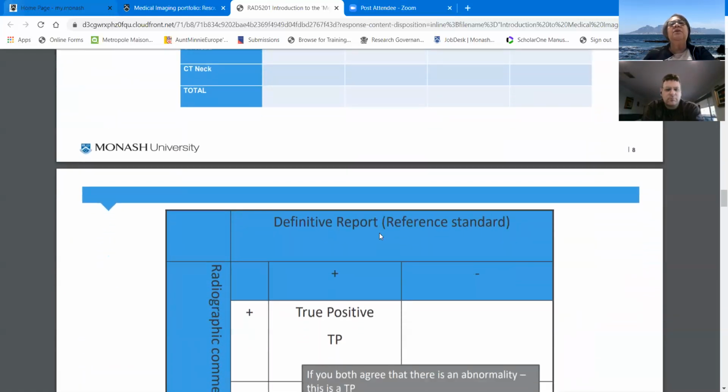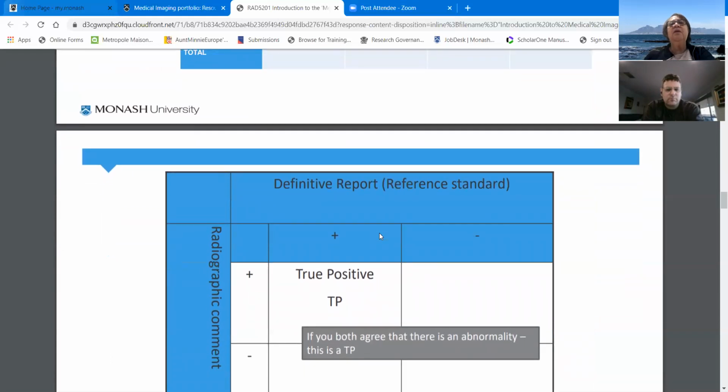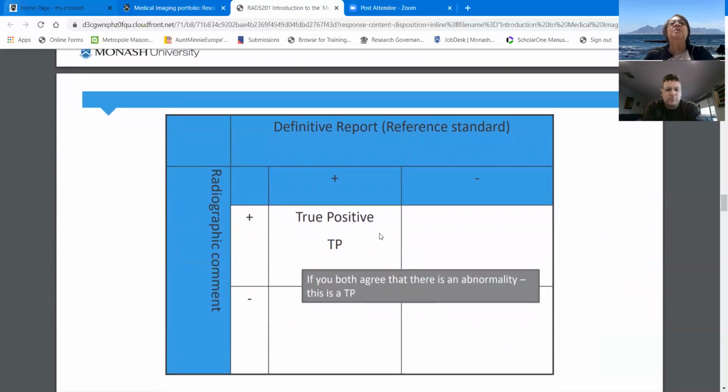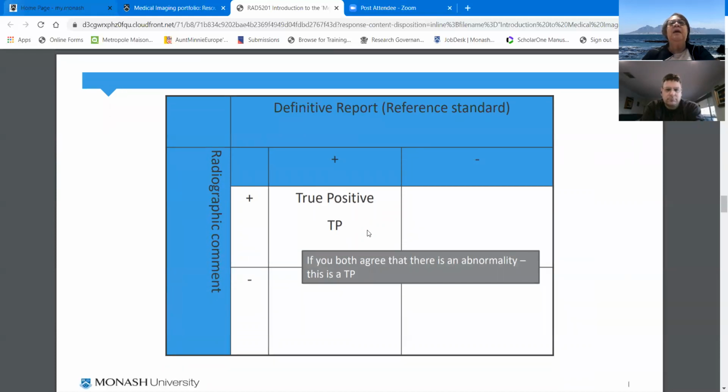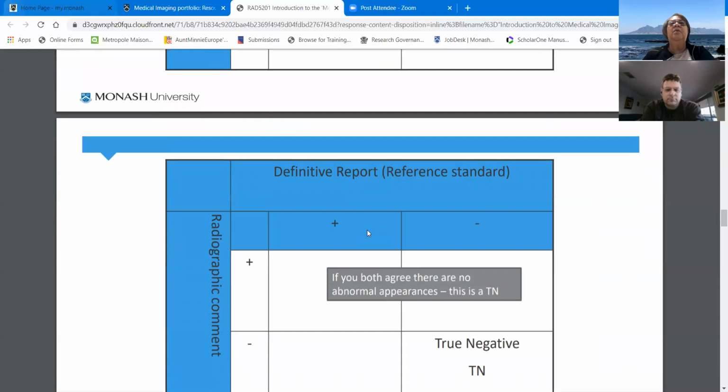And then once you have completed that, you work out this 2x2 table. For example, if you've got your 25 cases, you will work out how many of those cases you were in agreement with the radiologist. So you would work out the number of true positive cases that you've had, and write it in that block.